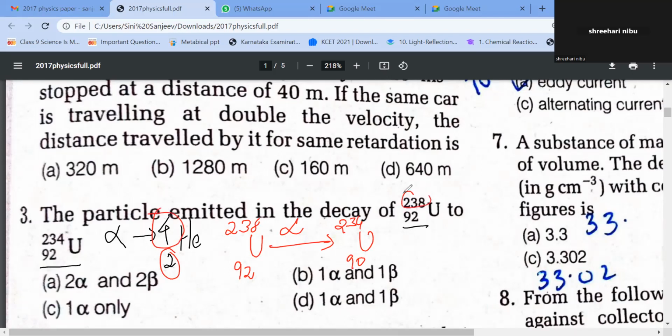So it subtracts from 238, 4. What is it? 234. And subtract 2 from this. It will become 90. Now it is undergoing what? Beta decay.